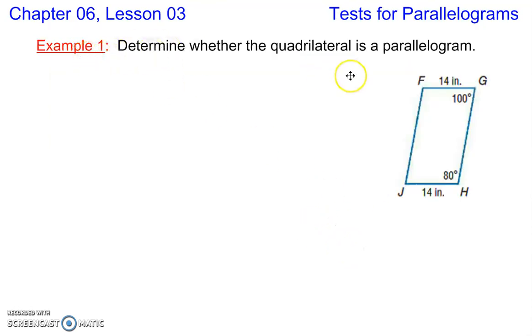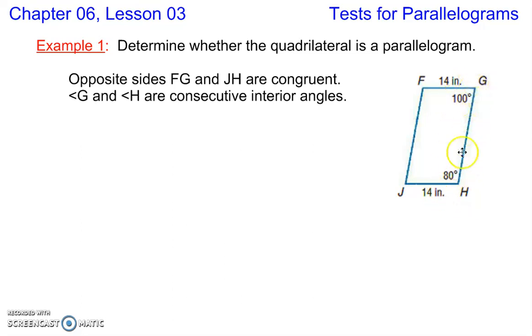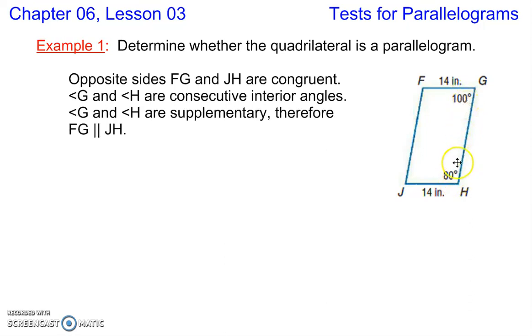All right, determine whether the quadrilateral is a parallelogram. All right, what do we know? We know this side is congruent to this side. They're both 14, and we know that angles G and H, being consecutive interior angles, are also supplementary. Therefore, we know that these two lines are parallel. Since they are parallel and congruent, FGHJ is a parallelogram.